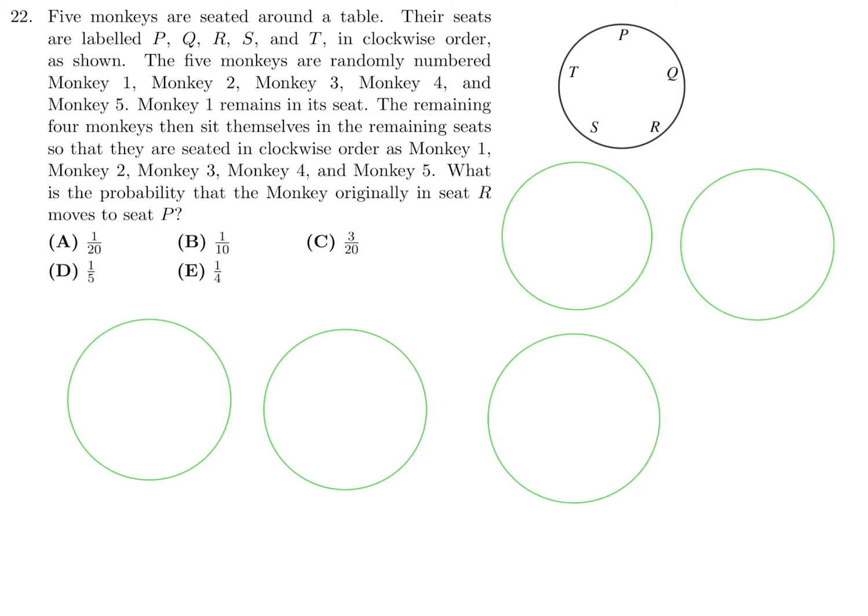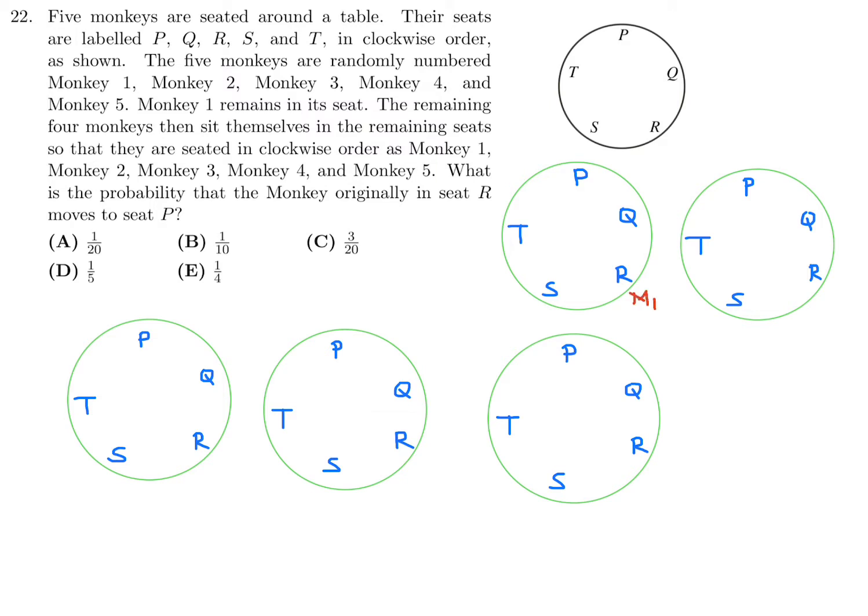We have a few scenarios here, and I will discuss each scenario, and then we'll try to figure out the probability for each. First, let's label all of these according to the way they've labeled it, P, Q, R, S, T. Now let's talk about monkey number 1. If monkey number 1 is at position R, right here, then because he remains in his seat, nobody is actually moving to seat P, because normally there has to be a rearrangement.